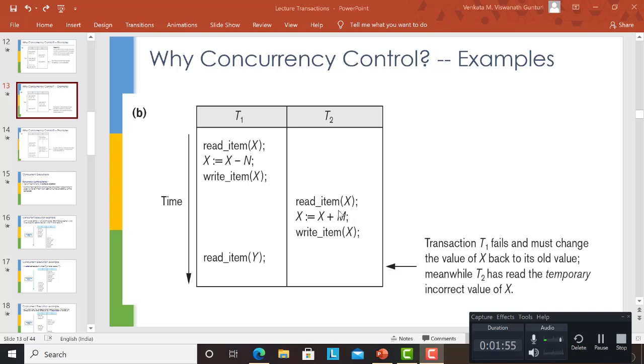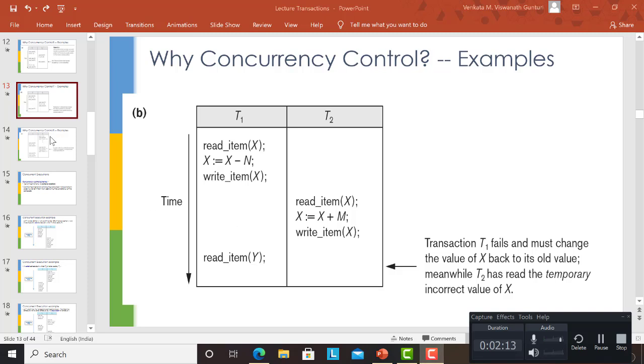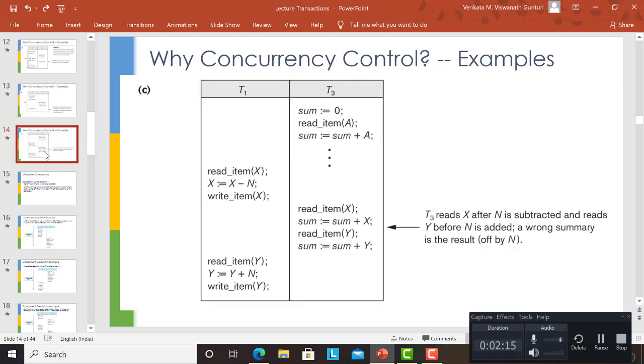So this kind of read is what we call a dirty read in our database literature. Dirty read is not good and should be avoided, right? So an ideal concurrency control manager will avoid these kinds of things. Okay, let's go forward. Yet another example.